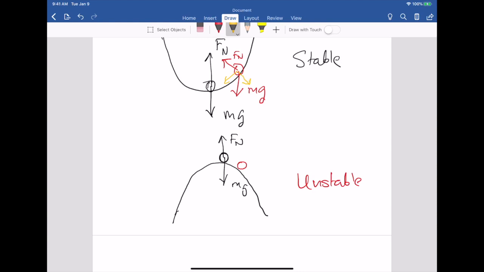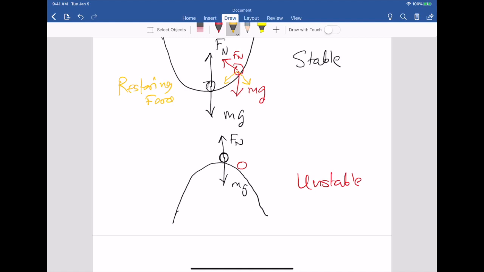So you can see that there is one component of mg which is pointed back towards the equilibrium position, right? So this is called a restoring force. So a restoring force is simply a force which brings the system back to its equilibrium position. That's why it's called a restoring force. And the tangential component of mg is providing a restoring force, and so the system is able to come back to equilibrium, right?